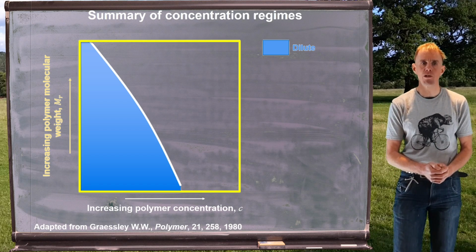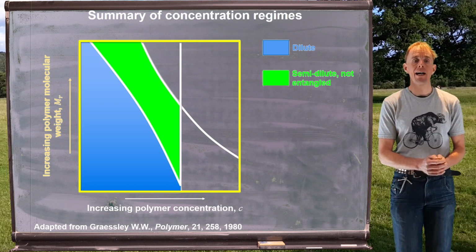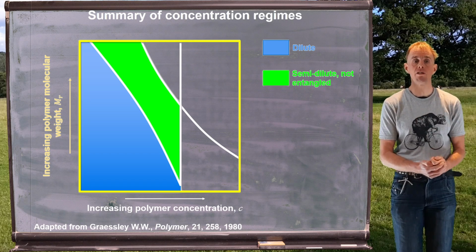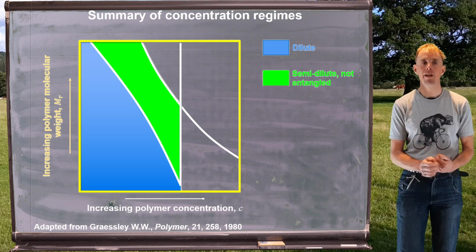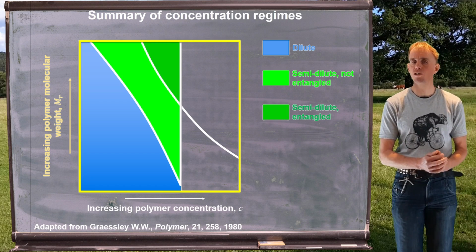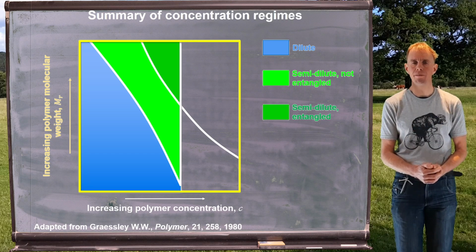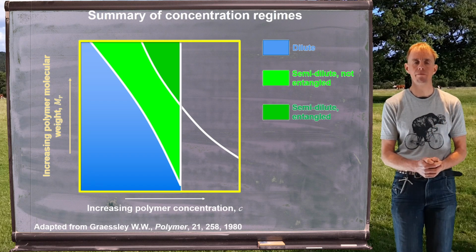The next regime we saw was for an increased concentration of polymer, and that was the semi-dilute regime. And so that falls into two categories, semi-dilute and unentangled, which is the light green. But for higher molecular weights and higher concentrations, we can see these polymer chains starting to tangle up in one another and greatly affecting the macroscopic response. And so we end in the semi-dilute entangled regime.